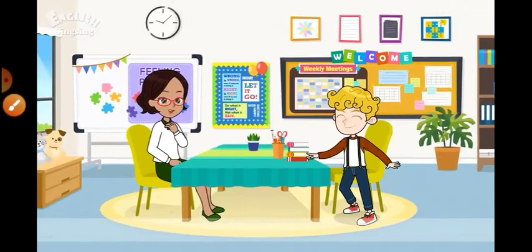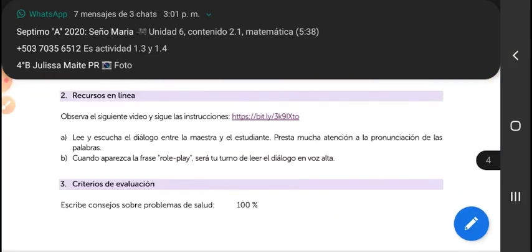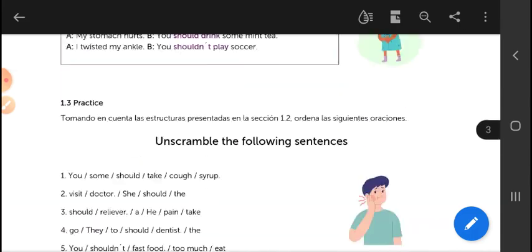Okay, so that's it for today. Let's go back to the guide. Vamos a la guía. Let's go back to the guide. Okay, no hay más que añadir. This is it for today.